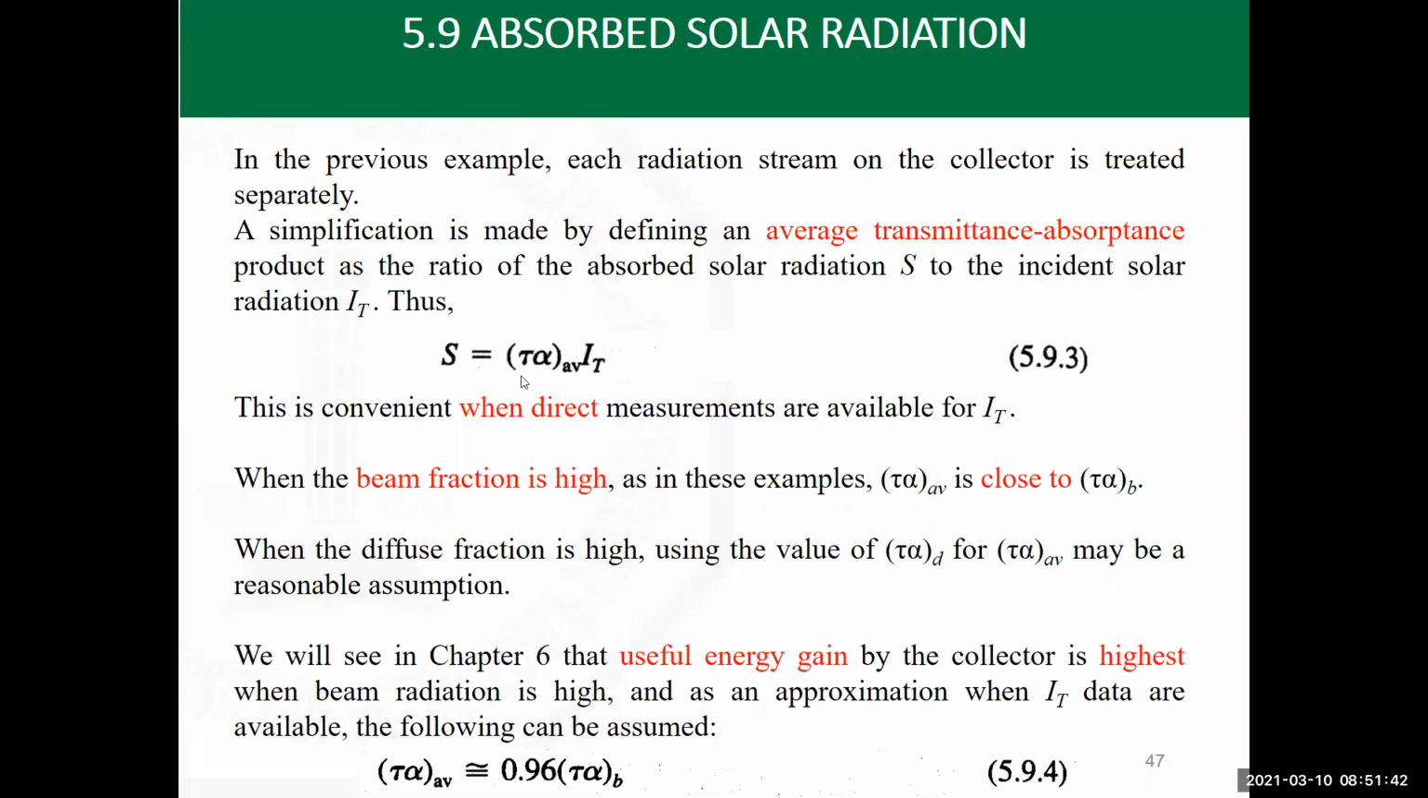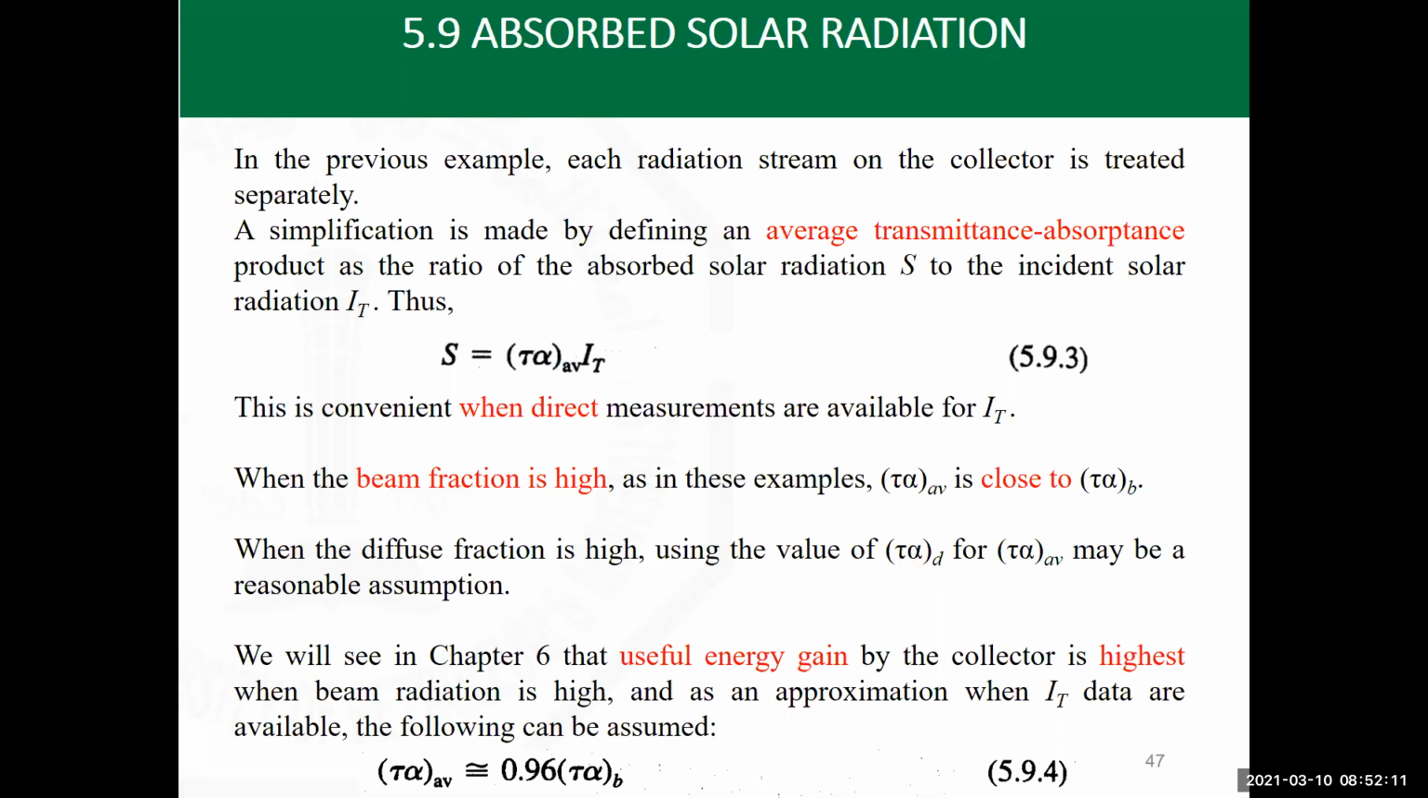So the average here is taking care of the three components: the beam component, the diffuse component, and the ground reflected component. And here, if the beam fraction is high, then this value of the average is going to be close to tau alpha b, the beam value. If the diffuse fraction is high, then the average value is going to be closer to the component tau alpha d.